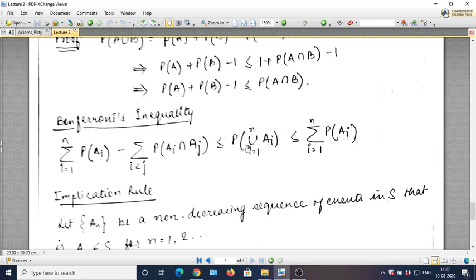This should be very obvious, because after making the union you measure the probability measure, and that will always be less than adding up all the probability measures, and obviously they will become equal only when all the Ais are disjoint. So this is nothing but telling that this value is less than or equal to S1, and we also saw that this will be greater than S1 minus S2.